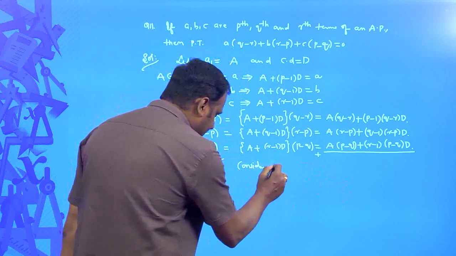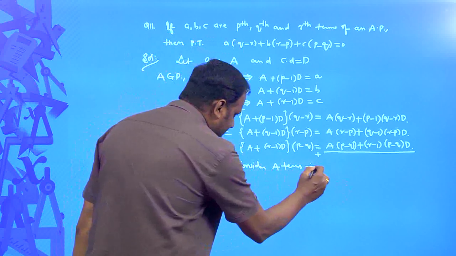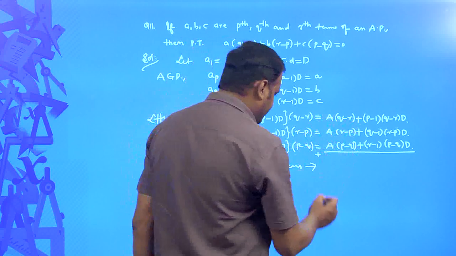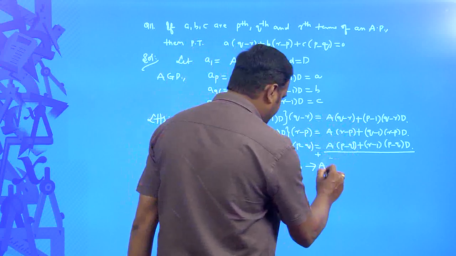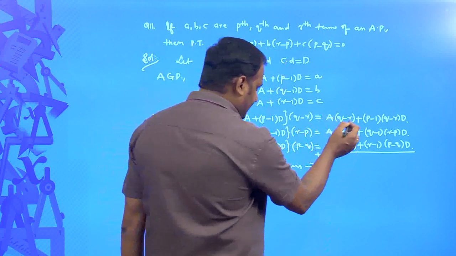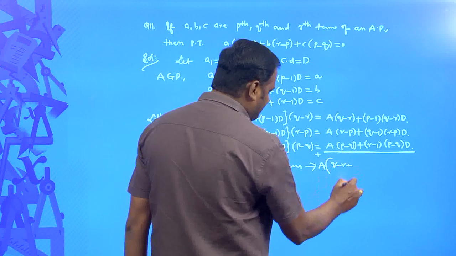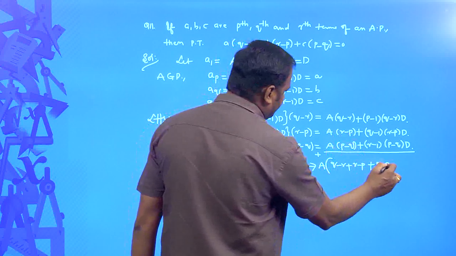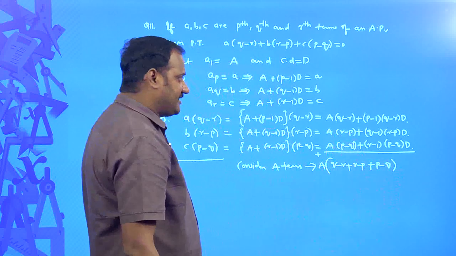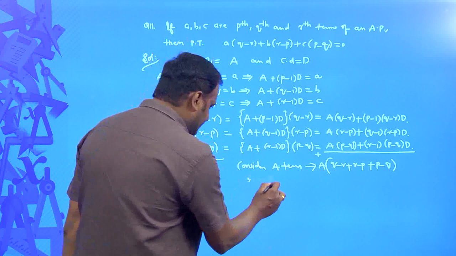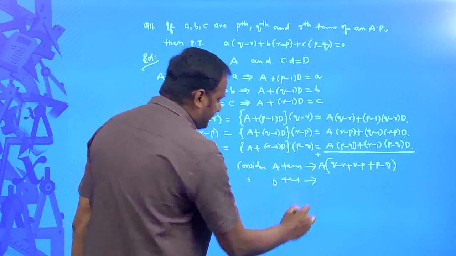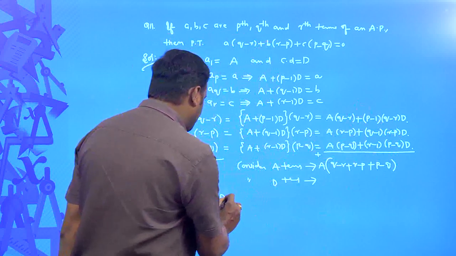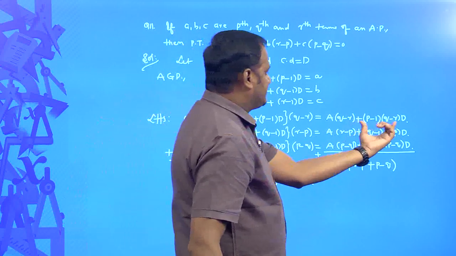So, when I take the A terms, what are the A terms here? See here, A into (Q minus R), A into (R minus P), A into (P minus Q). So, I will take one A common from all these three. Then the remaining are (Q minus R) plus (R minus P) plus (P minus Q), correct? And then I will take the D terms. But when you consider the D terms, there are products, right? So, I will take D common first of all, and then I will multiply out the products.